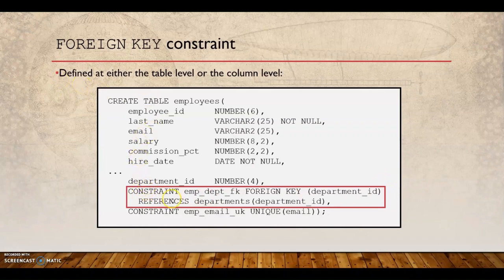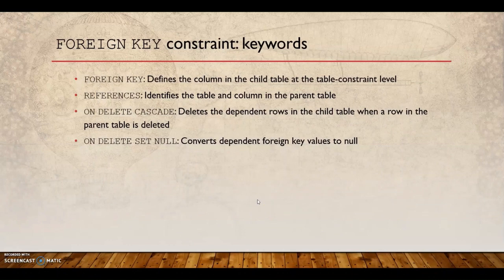So this is how you define a foreign key. Constraint, constraint name, foreign key, department ID, references the department table, department ID. The last one was the unique email, but as far as the department ID, the foreign key in the employee table will be something like constraint, constraint name, foreign key, department ID, references department, within the parenthesis department ID. So that's about the foreign key.